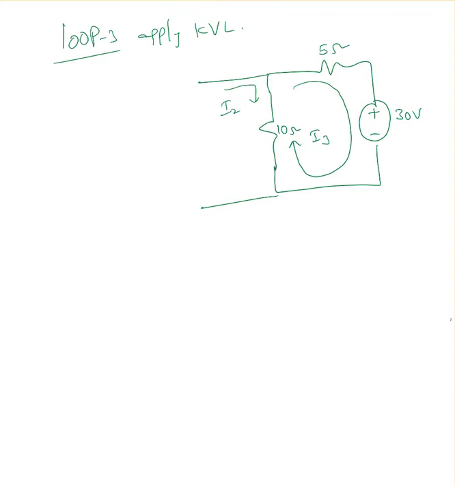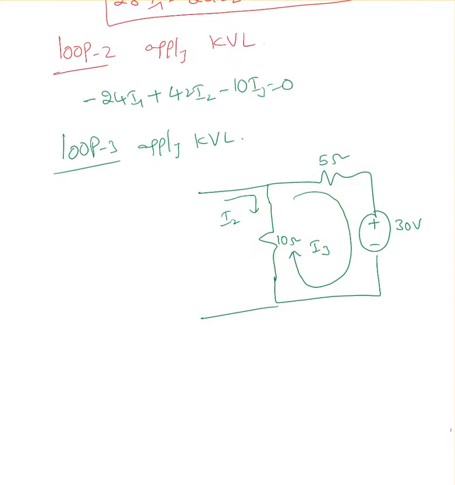So here is loop 3. I wrote the loop 2 equation. This is the simplified loop 2 equation. That's the second equation. When you look at loop 3, here is my loop 3.